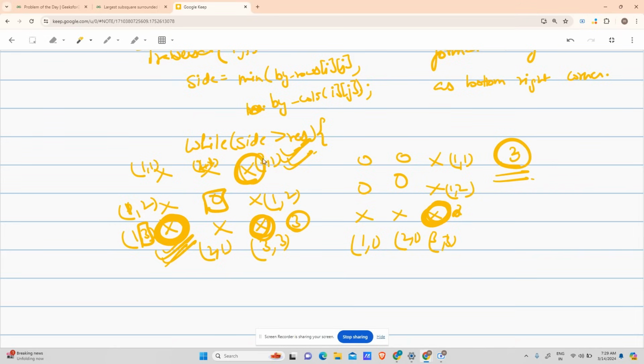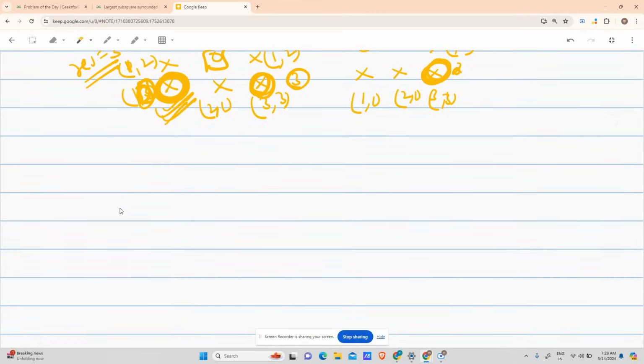For the 3 to be true, this should be true, and this to be true. Right? 3 comma 1. I will check this 3 for this. Right? 3 comma 1, 3 comma 1. I got it. So my side will become 3, right? And my result will become 3 from it, if it was smaller than side previously, right? So let us understand once again. Let us deeply understand what is happening.